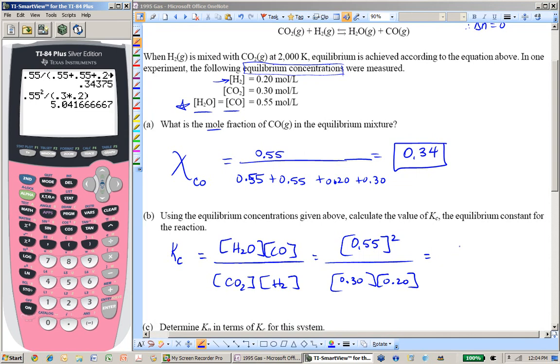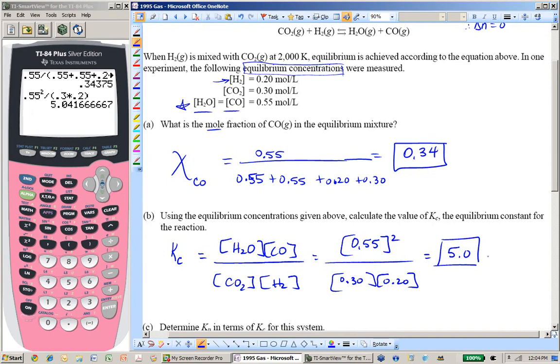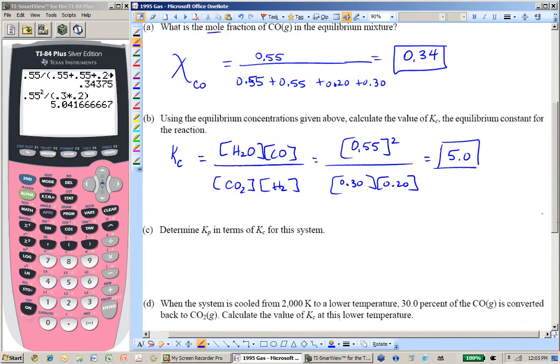Yeah, still 2 sig figs. 5.0. I know it freaks you out sometimes when the numbers come out that round, but don't let it. We've worked enough problems to know that that happens sometimes, especially in kinetics and stuff.